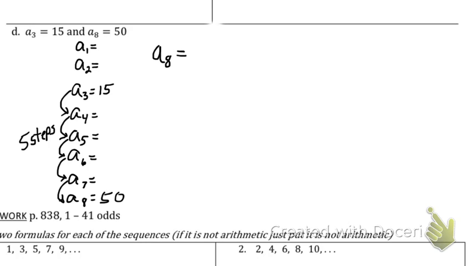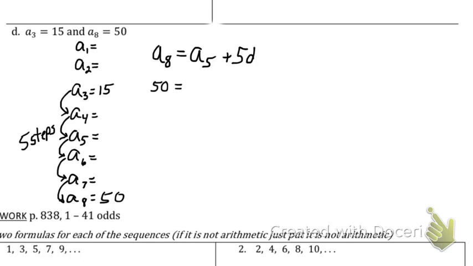A sub 8 is going to equal a sub 5, but I'm going to add some number to it 5 times for those 5 steps. So I'm just adding some number 5 times. I'm going to call it my common difference, or D, but you can put whatever variable you want in there. Well, I know my 8th step. That's 50.